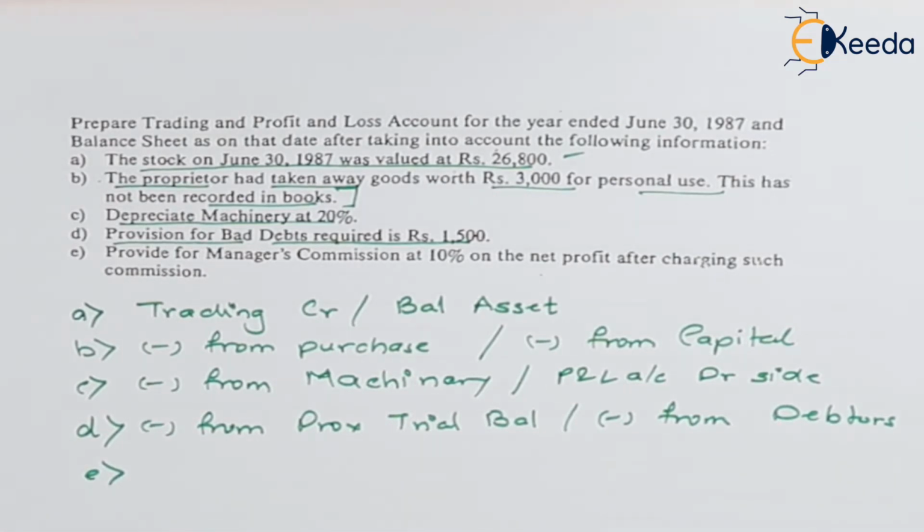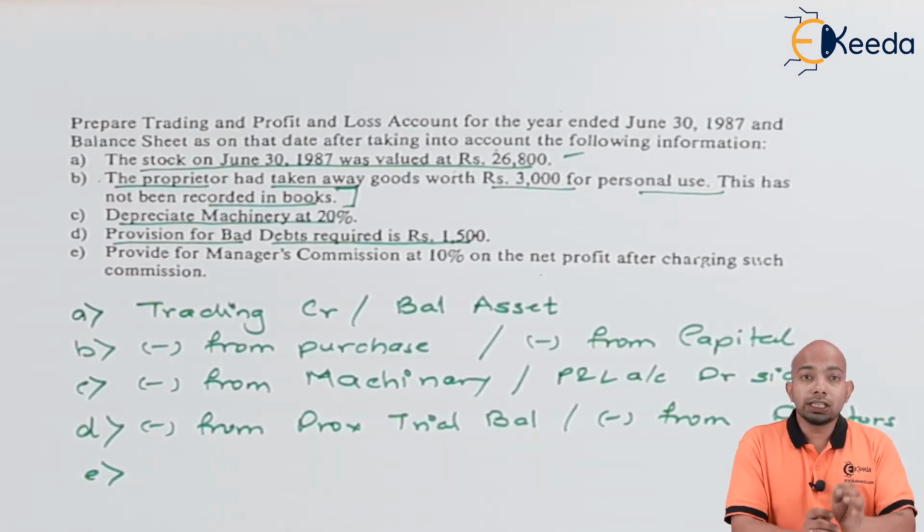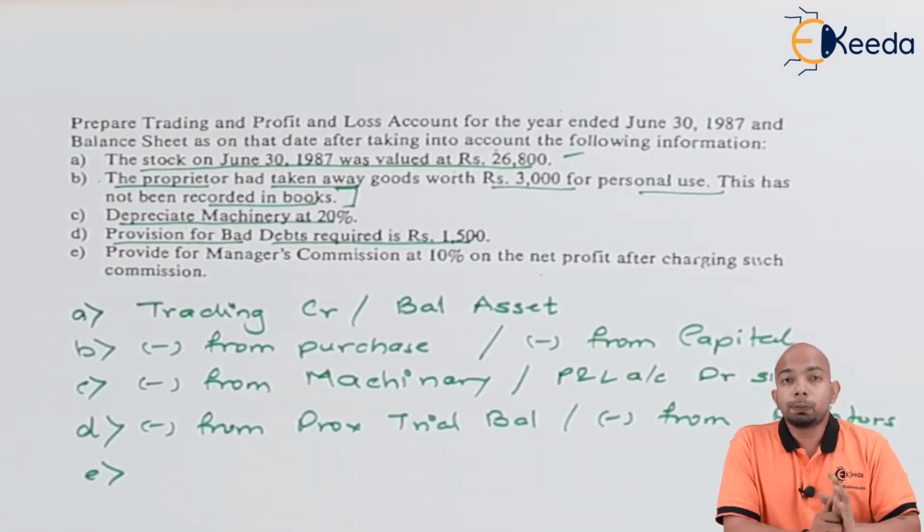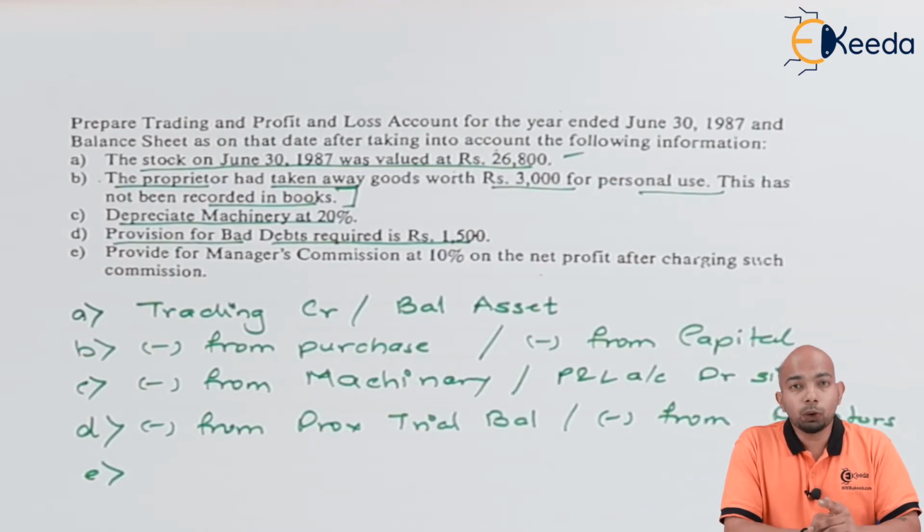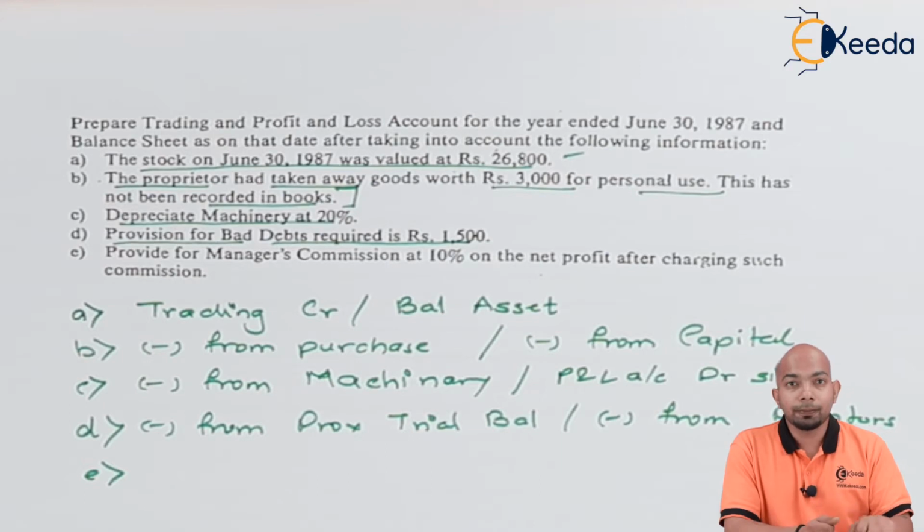Now, the last item which has been mentioned as a part of adjustment is very tricky. So, listen to this very carefully. Let's go ahead and prepare the trading account and profit and loss account, after which we'll be going through details of how to pass this adjustment. Let's read that adjustment first and then we'll be able to understand.